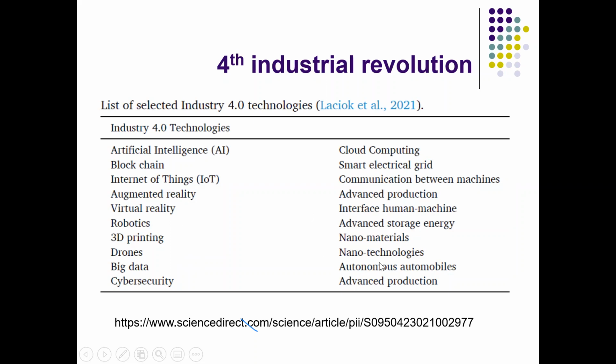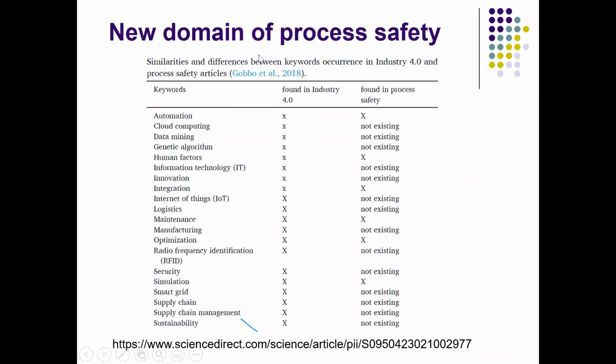For example, if we have advanced production, the machines and the processes are so connected to each other, and it has different process issues, safety issues. And a new domain of process safety, versus what we are doing now in our literature or in our courses, for example, automation. As a chemical engineer or system engineer, we design the automation, we install the automation, and it is also needed in Industry 4.0, even more intensively.